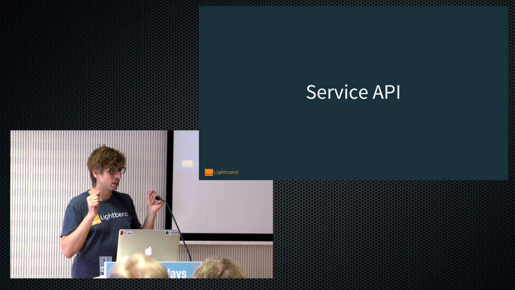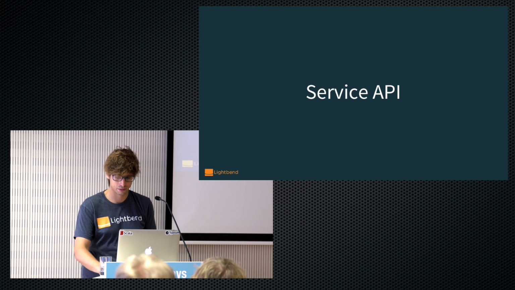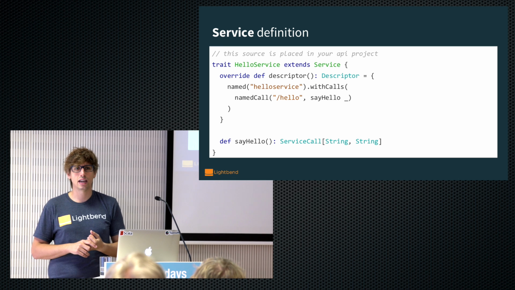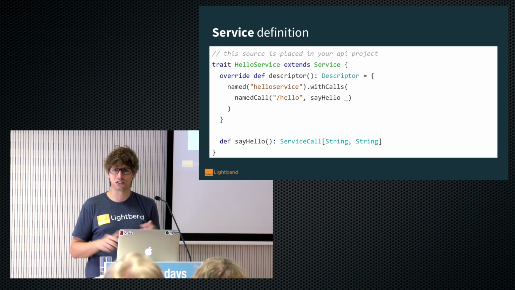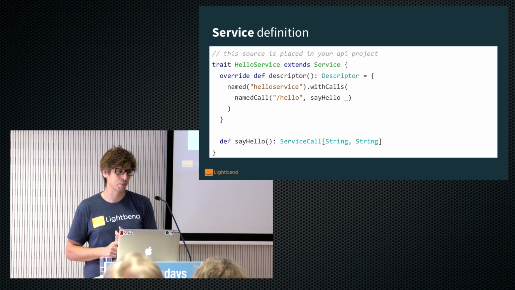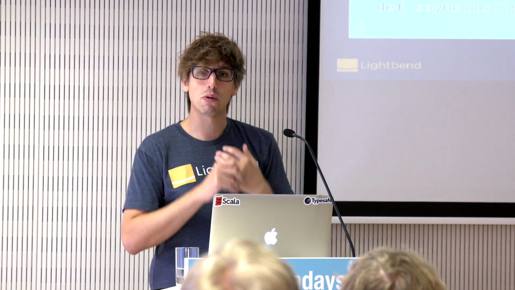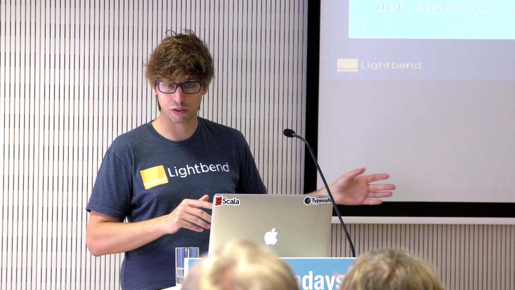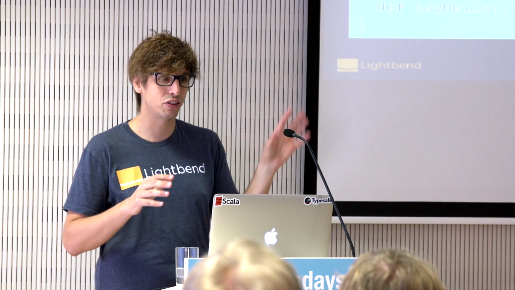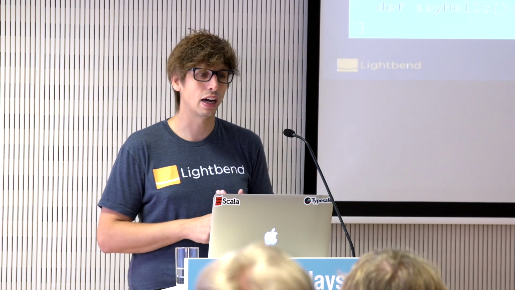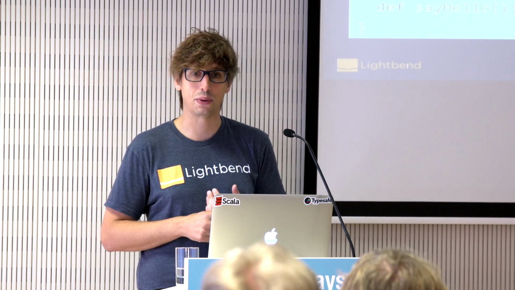All right, let's get into the service API. So we want to create a really simple hello world service. So this is what we're going to be doing here. So the first thing we want to do is we have our API project, as I mentioned before, and in that project we're going to add this single trait. We named it HelloService that extends the Lagom Service trait.